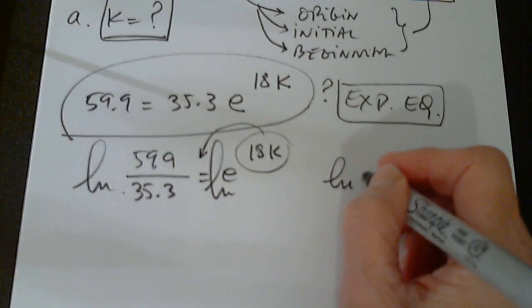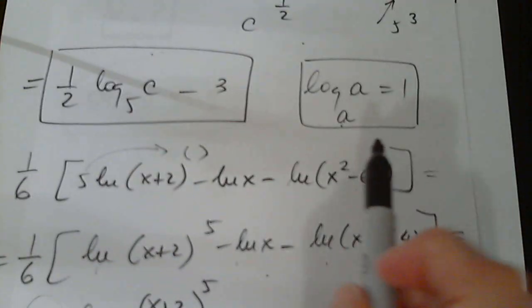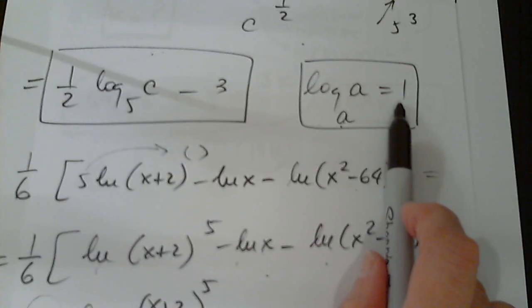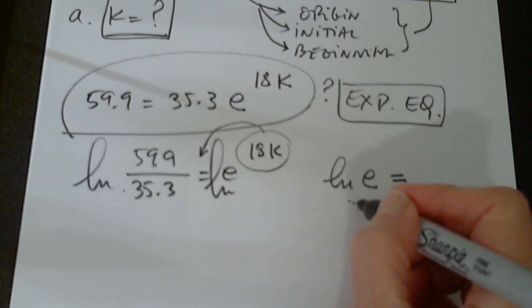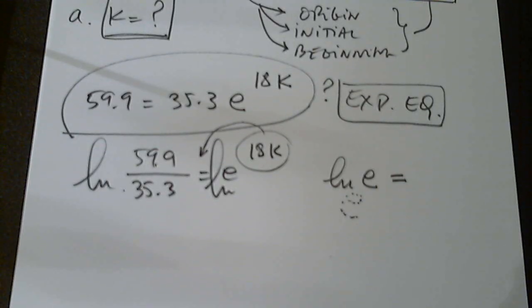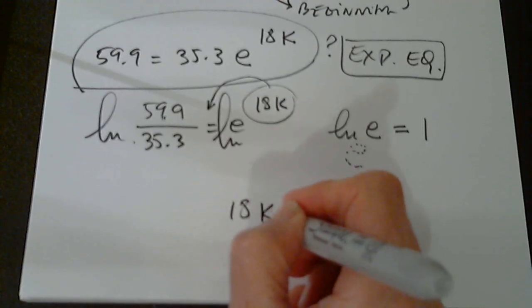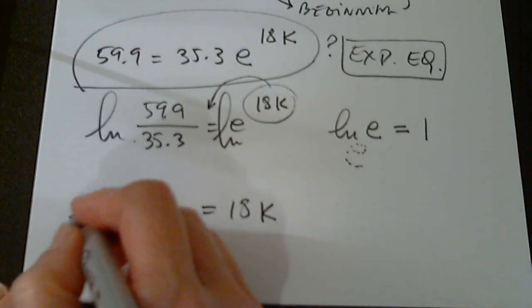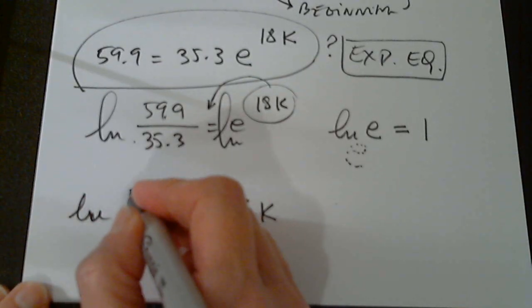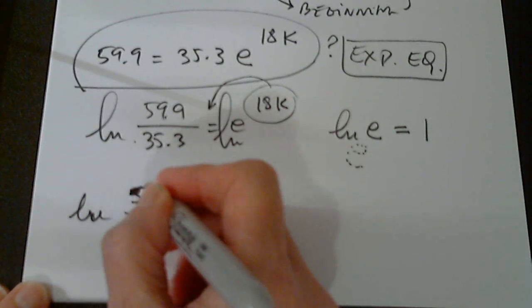And we know that natural log e is a very nice number, which is 1. Yes, because the base is hidden, but we know it's there. So the answer is 1. So I don't have anything else on the right-hand side but just 18K, because natural log e is 1. The left-hand side, leave it alone as is: natural log of 59.9 over 35.3. Good.